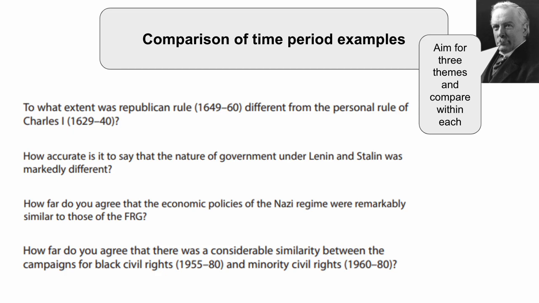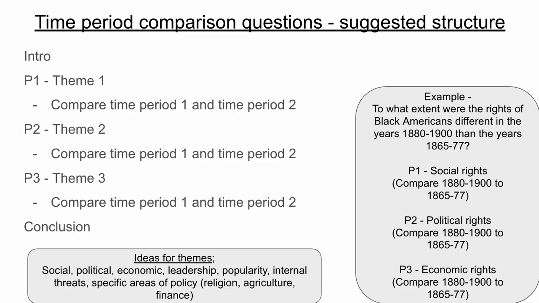A better approach is to think of 3 themes. If you can only think of 2 themes, that's okay, but think of themes that you then compare within the paragraph. So here's a suggested structure. Obviously, intro and conclusions, we're not talking about them in this video. You can look at my other videos on that. But the main body of the essay will be themes within which you compare the 2 time periods.